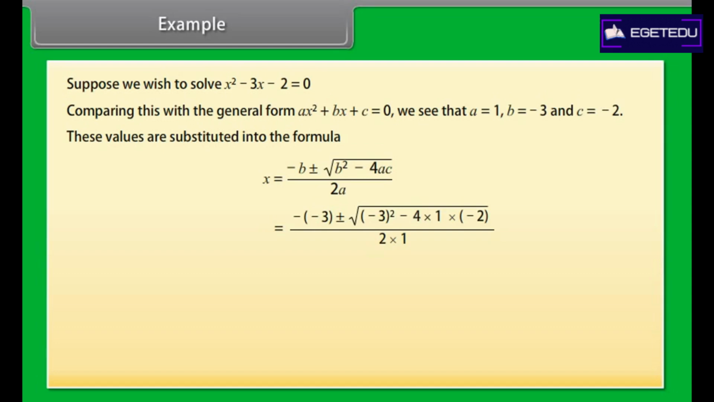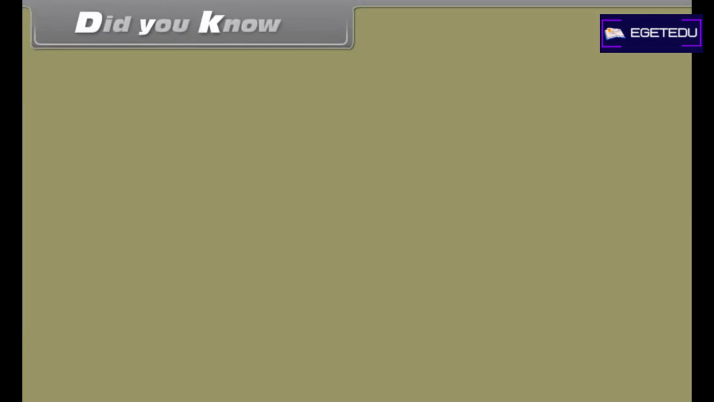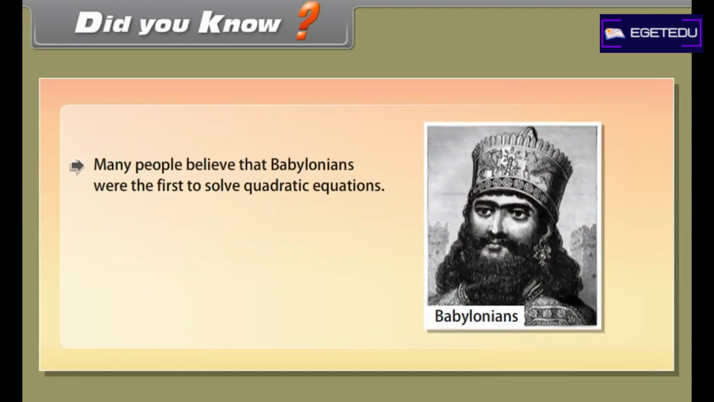Example. Suppose we wish to solve x² − 3x − 2 = 0. Comparing this with the general form ax² + bx + c = 0, we see that a is equal to 1, b is equal to −3, and c is equal to −2.